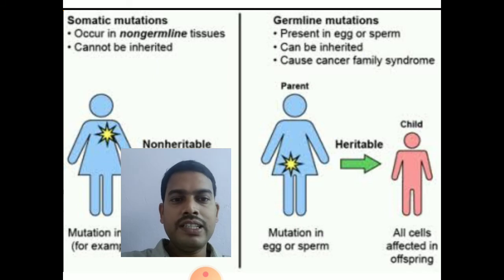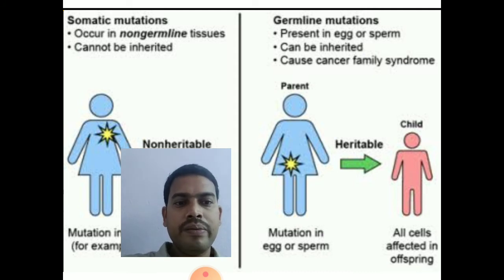These germline mutations, if they occur during egg or sperm cell formation, are heritable. These egg cells or sperm cells are called germinal cells. If these germinal cells contain mutations, they are inherited from one generation to another. If they occur in somatic cells, they are not inheritable. If they occur in the germline cells, they are inheritable.